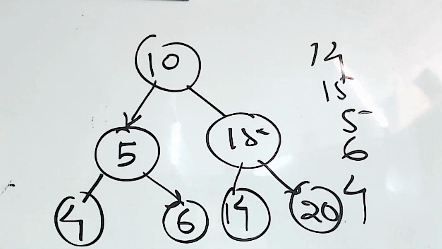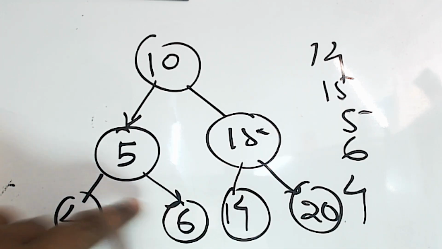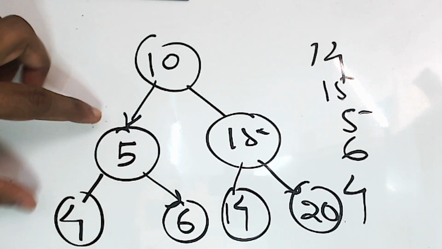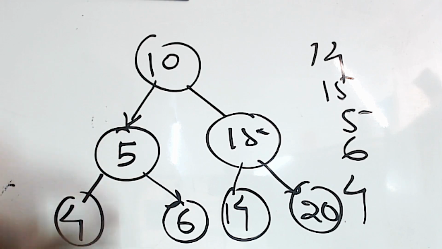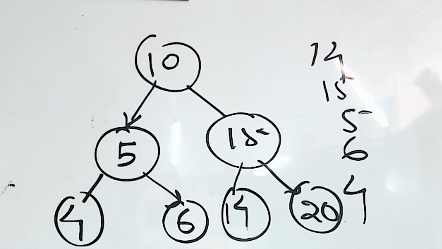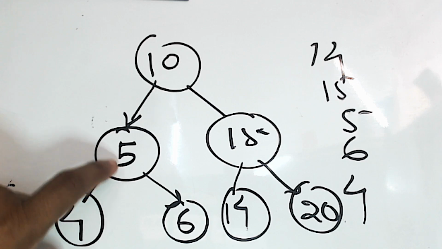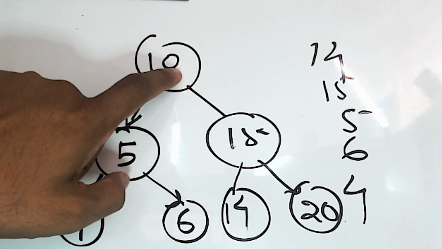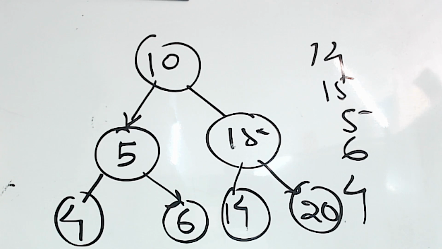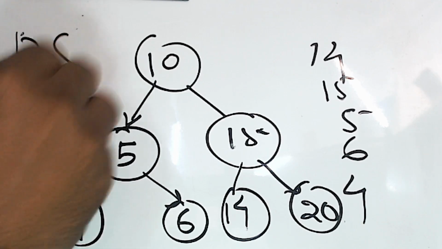and so on. So now you observe that every left node, 4 or 14 or 5, are lesser than their parent node. 4 is lesser than 5, 5 is lesser than 10, 14 is lesser than 15. And every right node is larger than their parent. For example, here 6 is larger than 5, 15 is larger than 10, 20 is larger than 15. So any binary tree that satisfies this condition, we can call it a binary search tree.